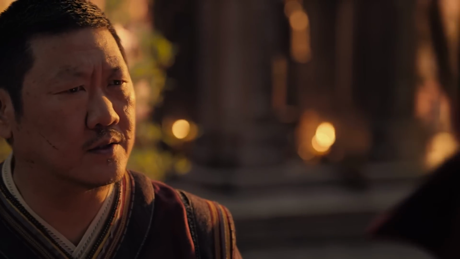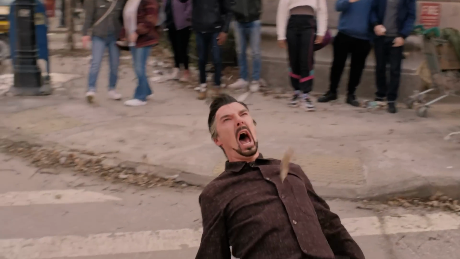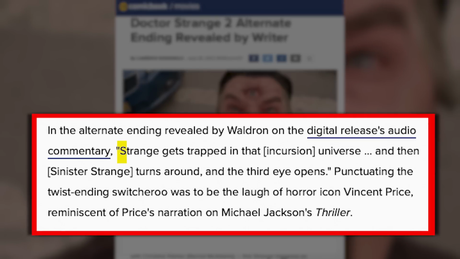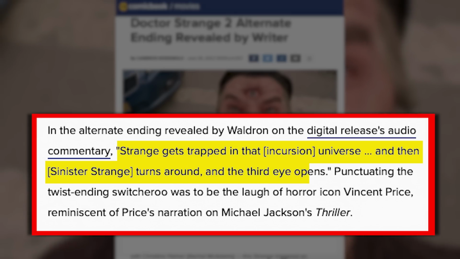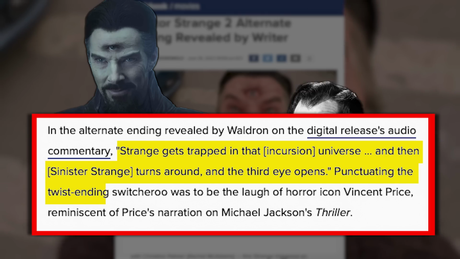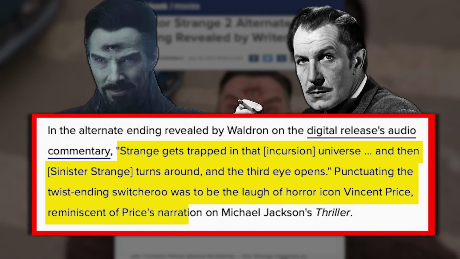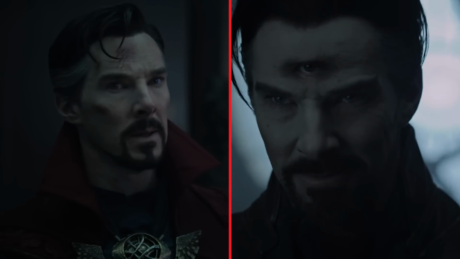Fine. Of course, the theatrical ending shows Strange's third eye opening as he screams, and then we cut to black. But according to Waldron, the original plan was to show our 616 Strange trapped in the post-incursion universe, and then back at 616, who we thought was 616 Strange, turns around, and that third eye opens, revealing him to be Sinister Strange, swapped places with our Strange, followed by the laugh of the horror icon Vincent Price, echoing the final moment of Michael Jackson's Thriller. So yes, Sinister Strange and 616 Strange swapped places.